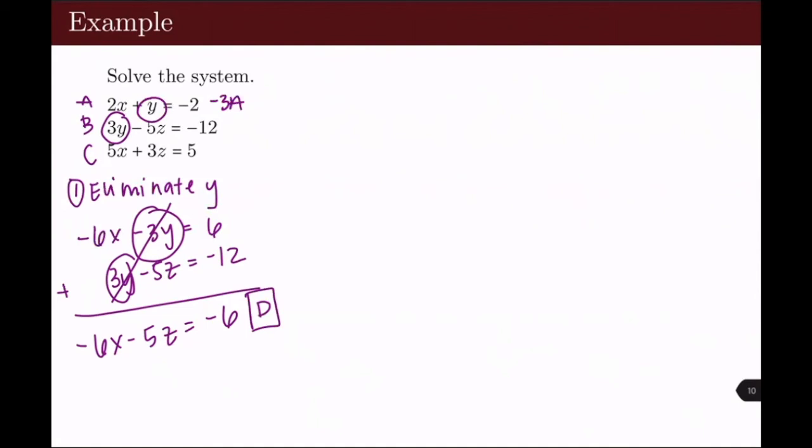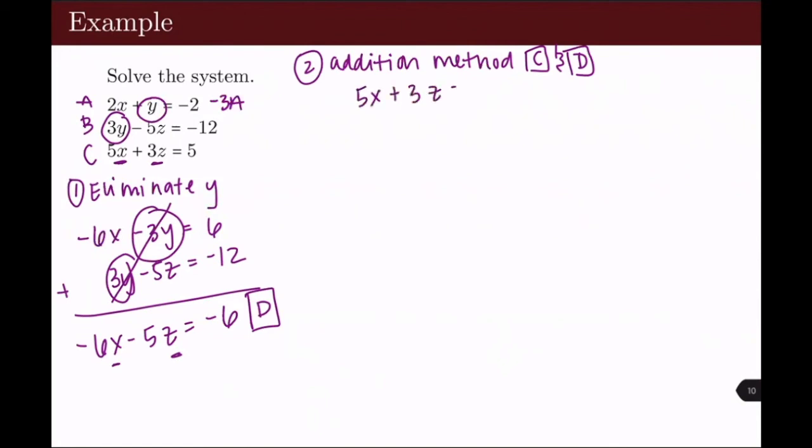The next step is going to be to use the addition method on equations C and D. We can do this because equation C has x and z, and equation D has x and z. So now we can combine these. It is going to be a little odd because they don't have anything that nicely cancels, which is unfortunate, but we can still do it.